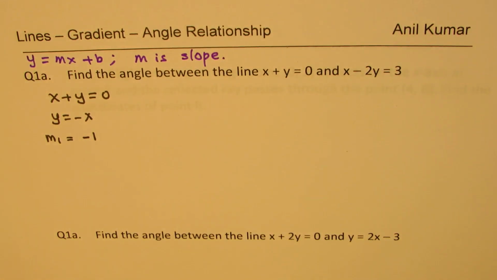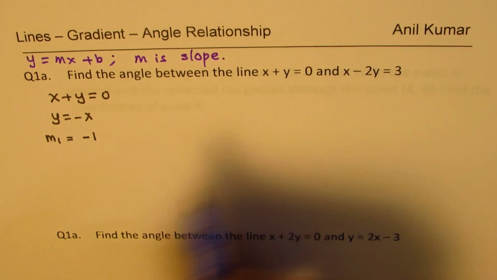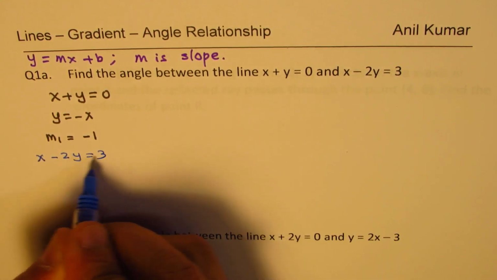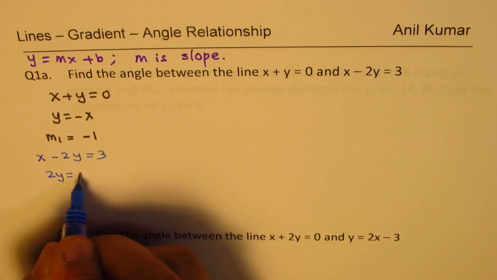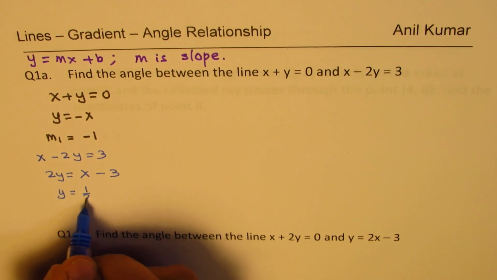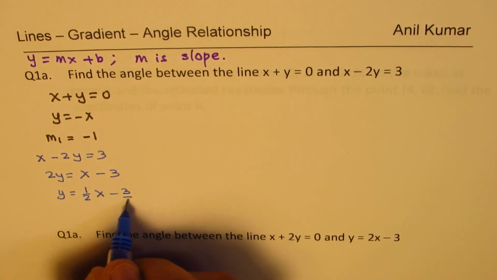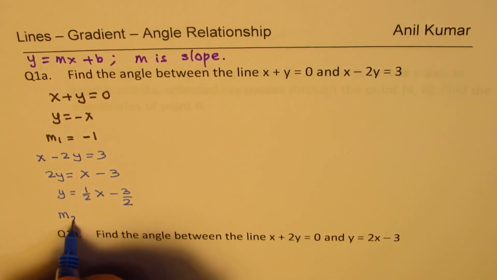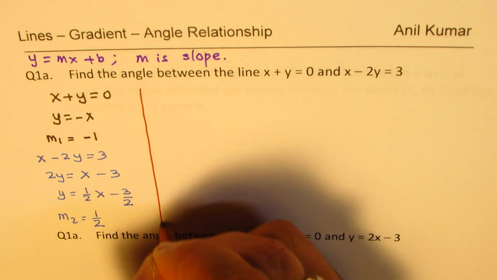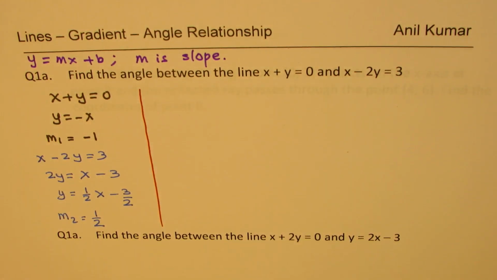Perfect. Now for the second line, we have x minus 2y equals to 3. We could write this as 2y equals to x minus 3, or y equals to half of x minus 3 by 2. So the slope of this line is half. So once we know the slope, we can find the angle between the two lines, correct?